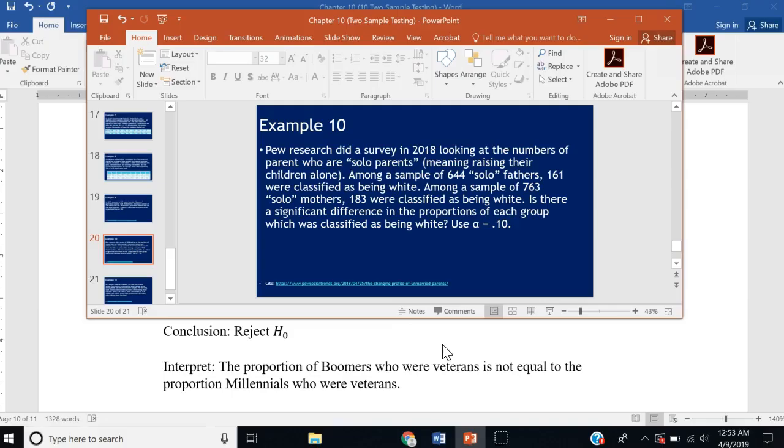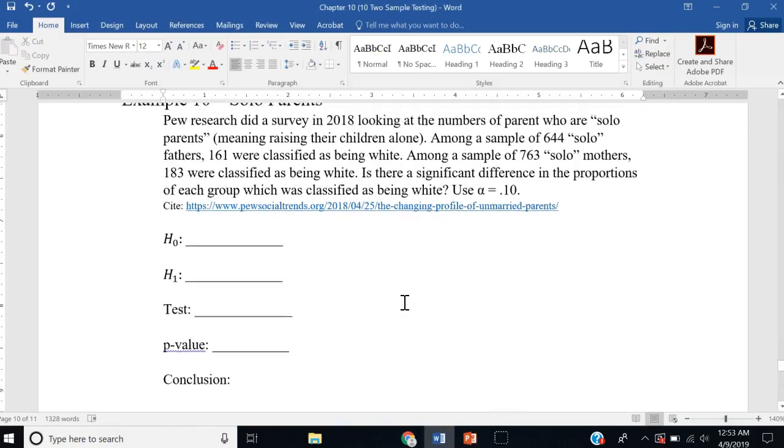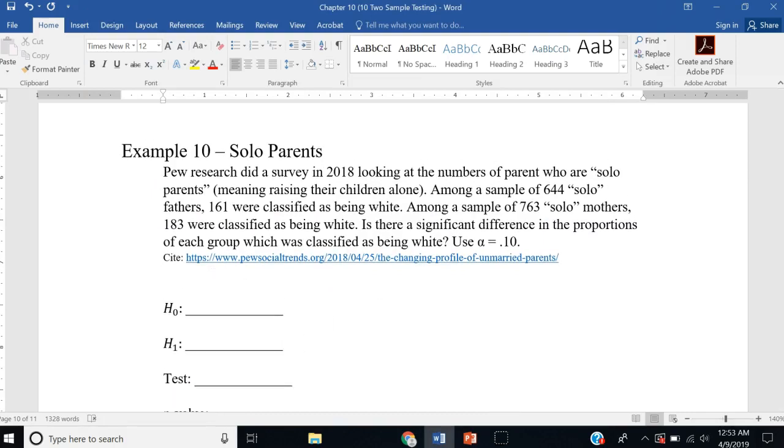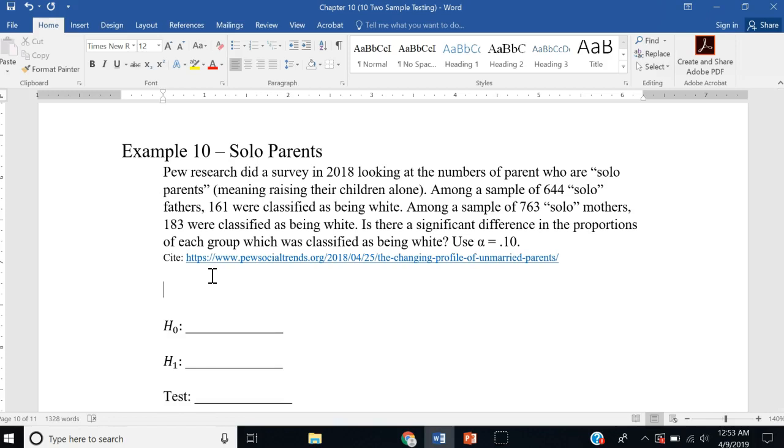All right, so let's go to this. Now, here's where we're going to look. We're going to look at the proportion of solo fathers who are white and the proportion of solo mothers who are white. So fathers we'll call group 1 because they showed up first in the wording of the question. And we will call the mothers group 2.